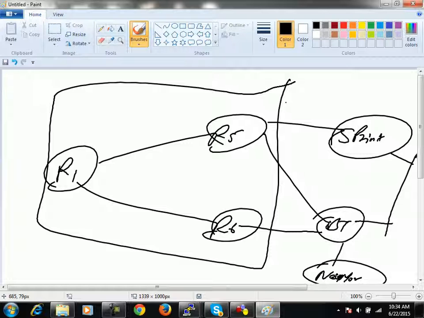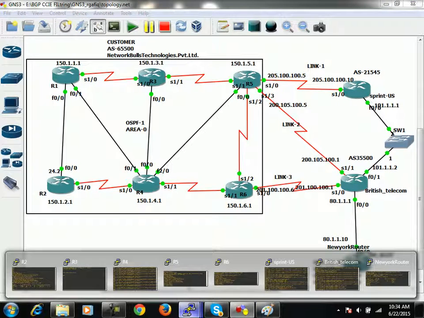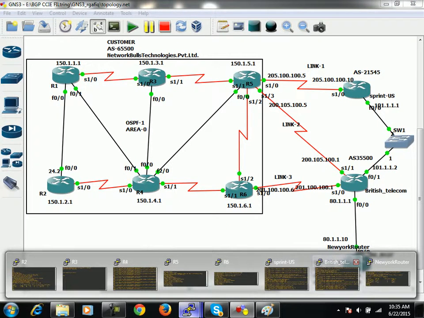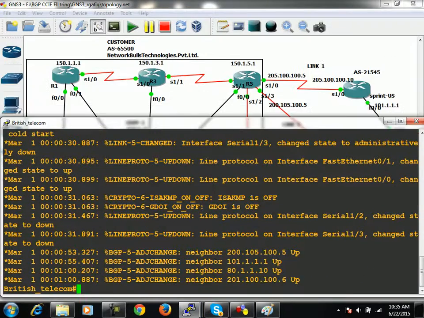Tell me. So this time R1 is receiving these prefixes coming from R5 as well as R6. Now try to understand it. See, first of all, this New York router will advertise these prefixes in the direction of BT. Then for BT, its best path to reach all these prefixes will be via the New York router only. See, you are on BT now.